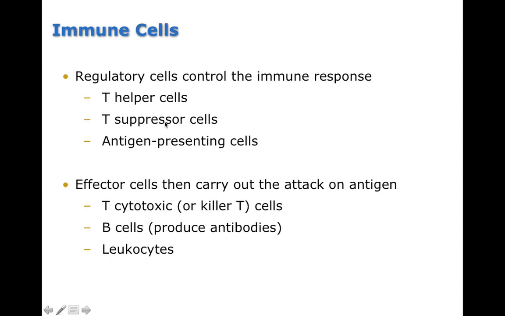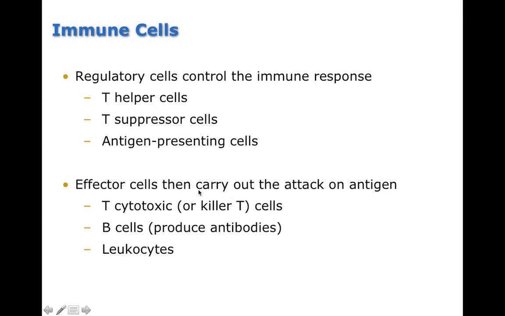We also need cells to turn off our immune response. Once it's activated, how do we turn it off? Well, that's going to involve your T suppressor cells or T regulatory cells. And we also have antigen-presenting cells, which are usually macrophages, and these are cells that can engulf foreign antigens, display pieces of those antigens on their cell membrane, and then present those antigens to other immune cells to kind of get them activated and excited.